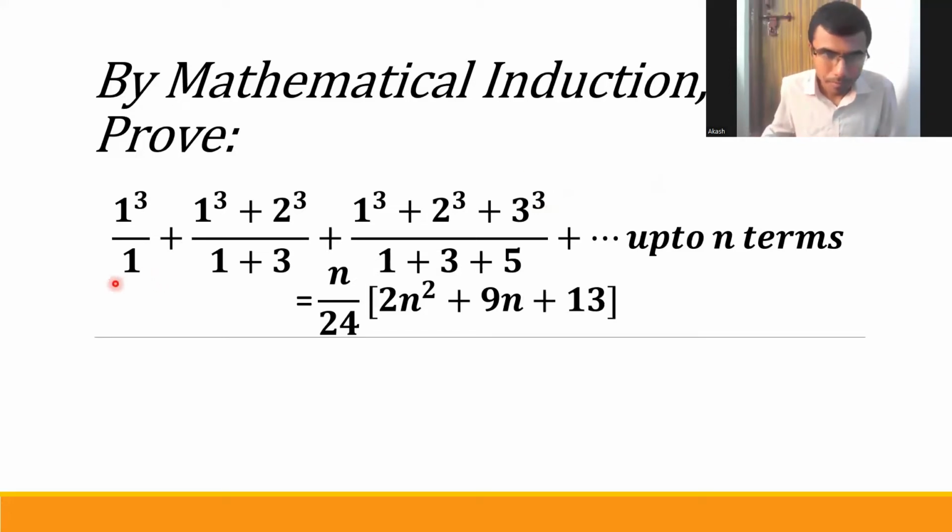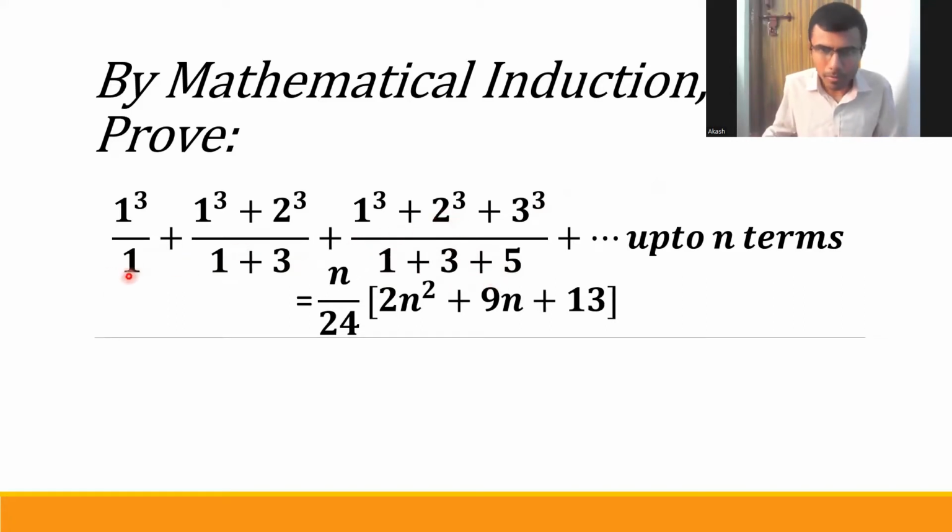Now let's come to the denominator. Here in the denominator, in the first term, my denominator is 1. In the second term, my denominator is 1 plus 3. In the third term, my denominator is 1 plus 3 plus 5. So in the third term, there are 3 terms in the denominator.